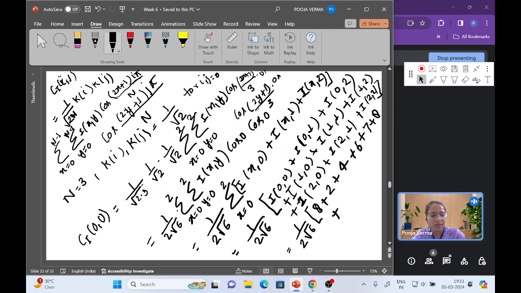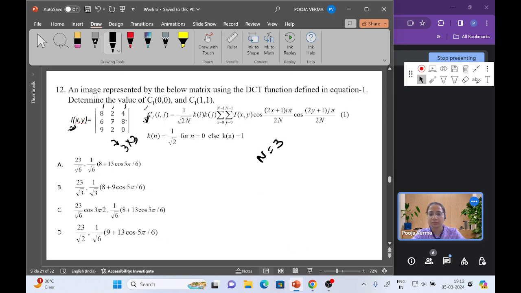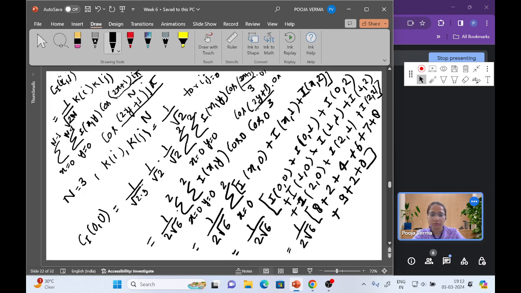Then the next values are I20, I21 and I22: 9, 2, 0. So 9 plus 2 plus 0. Right? You can see this, that is I20, I21 and I22. 9, 2, 0. So 1 by 2 root 6 summation.